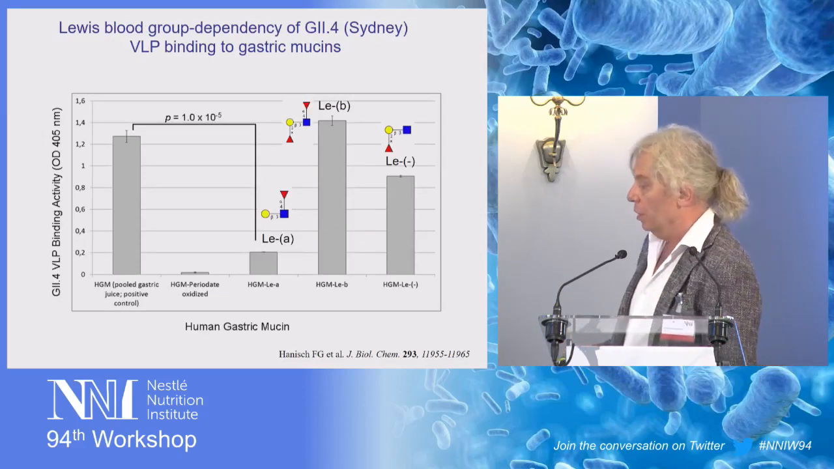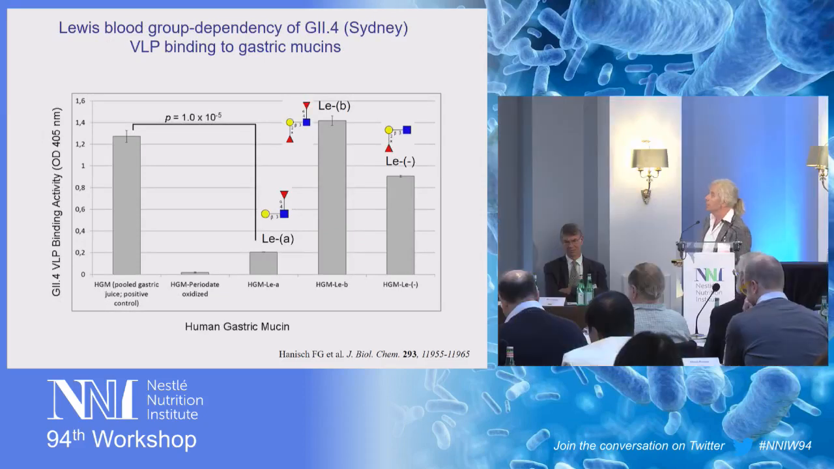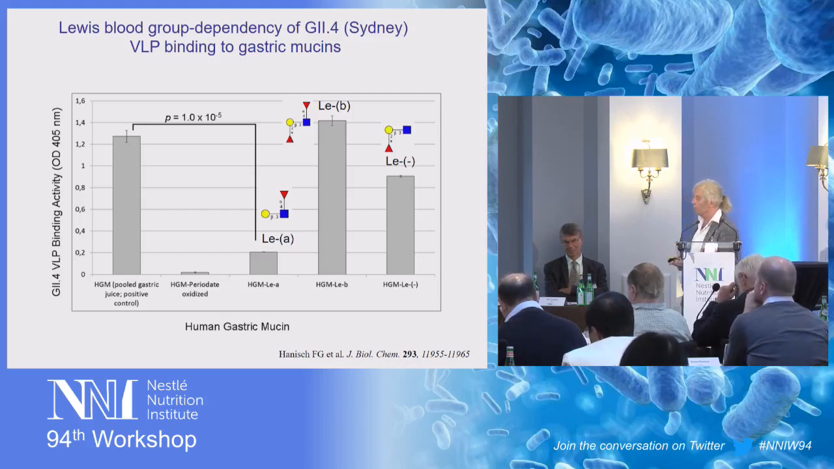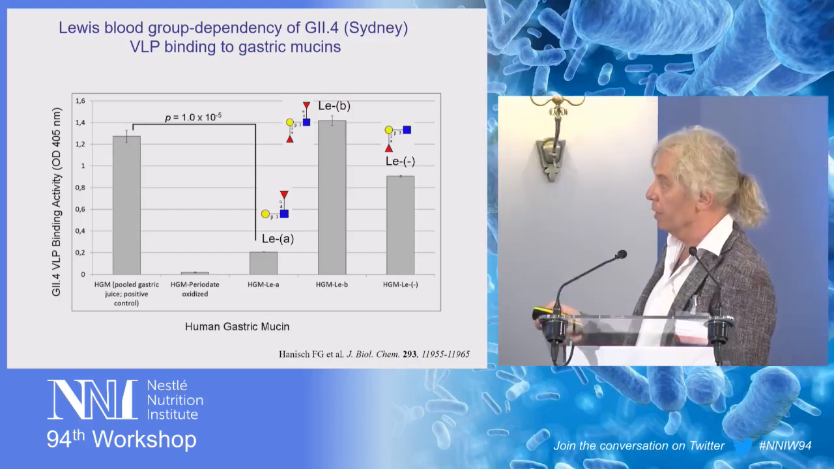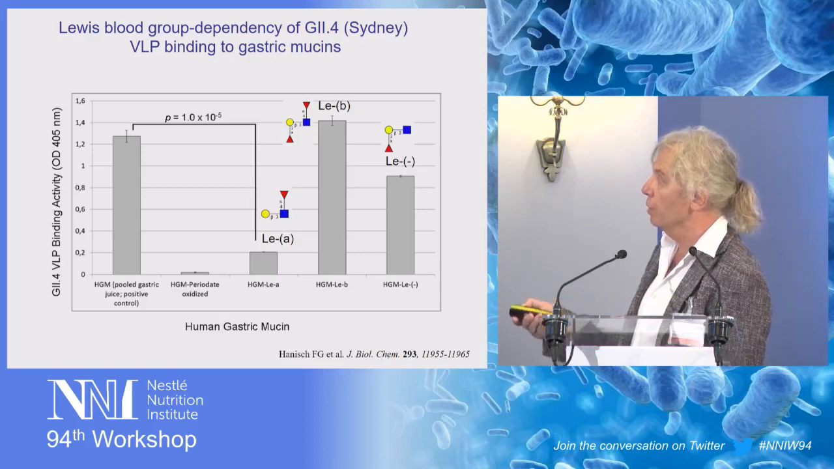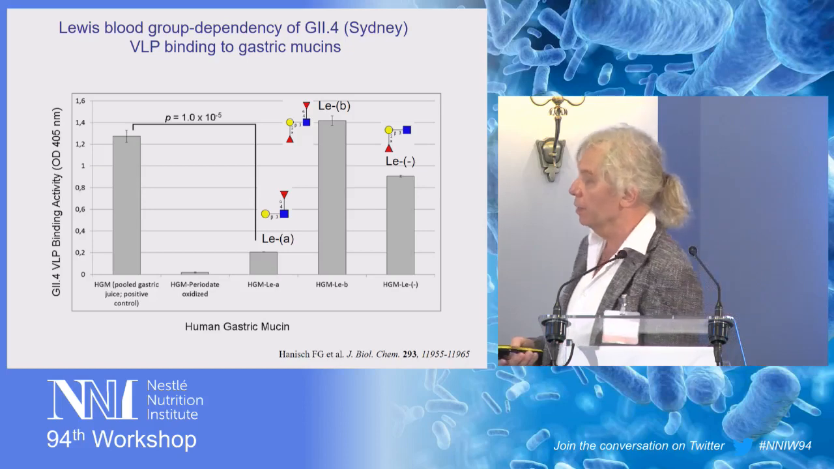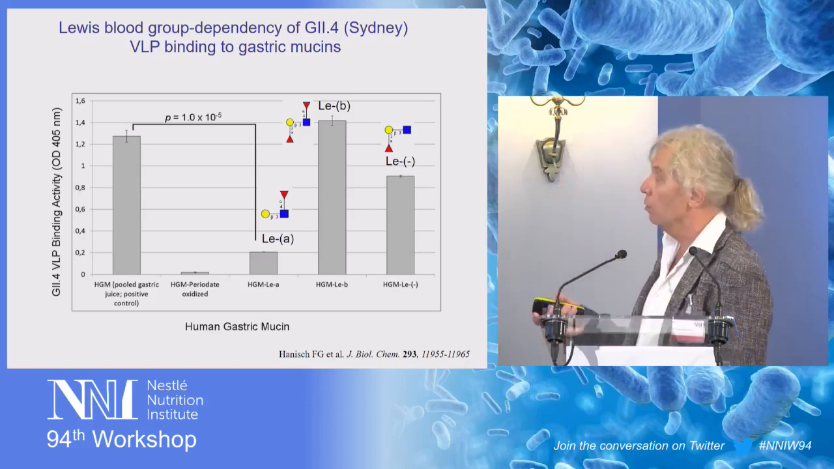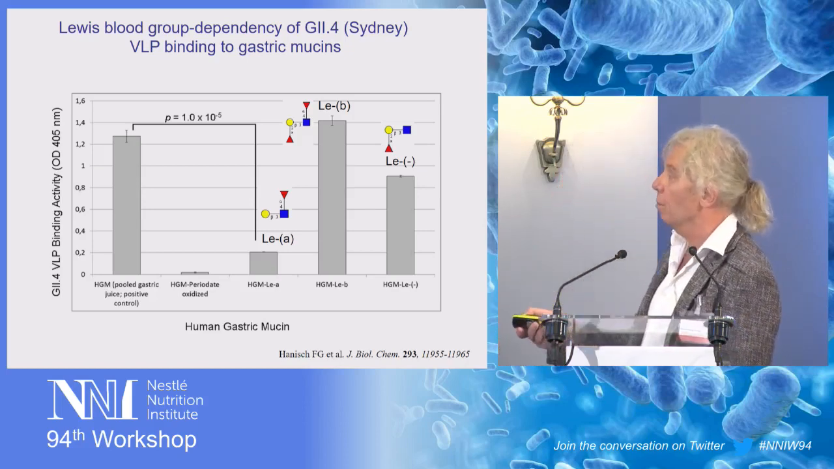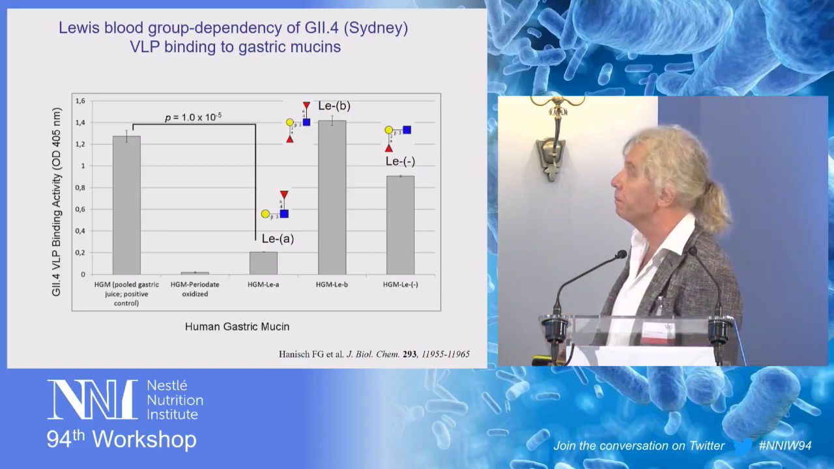Now, what we saw on the level of the neoglycolipid arrays, we could reproduce with mucins isolated from gastric juice of individuals which had been defined with respect to their Lewis and secretor blood group status. And we could show that the virus-like particles bound preferentially to the Lewis B structure and, in case of the Lewis negative material, to blood group H structures, but not or much less to Lewis A.